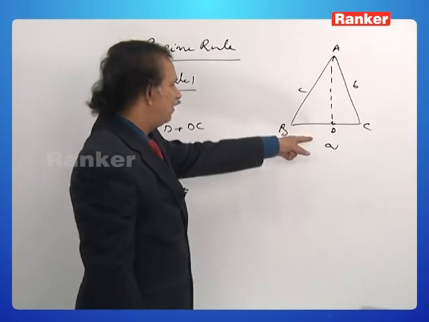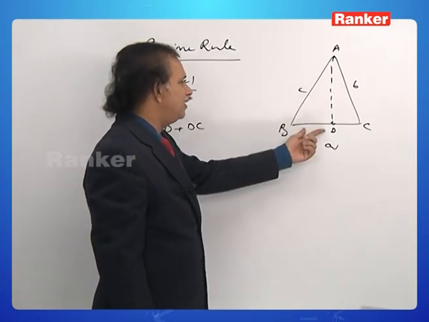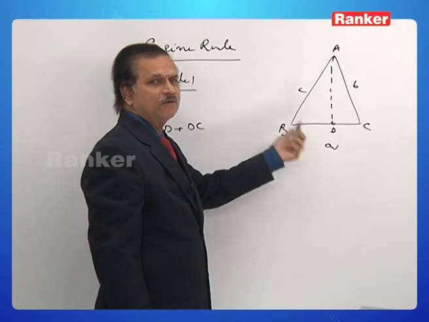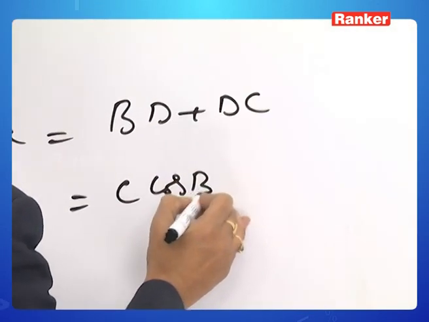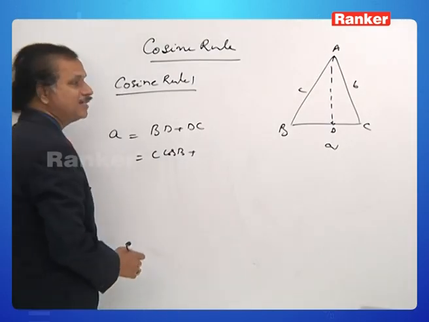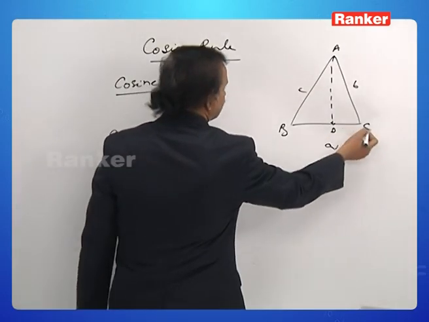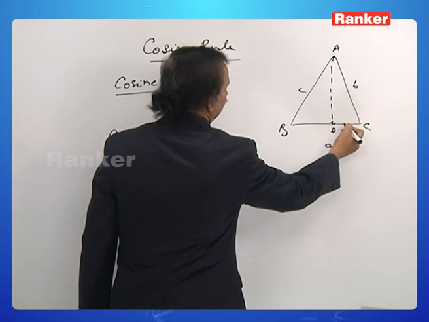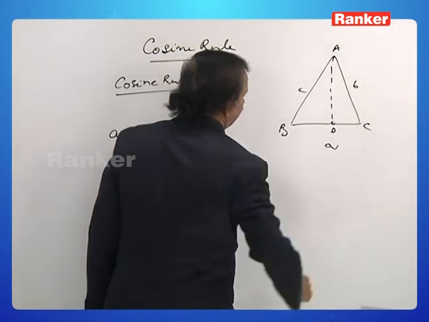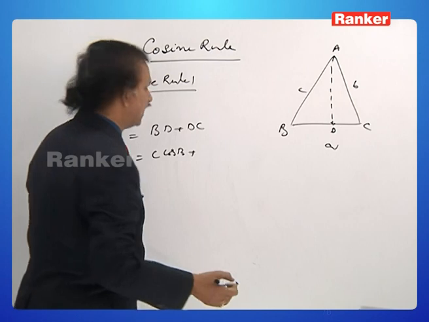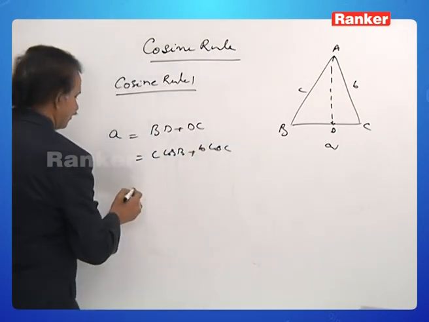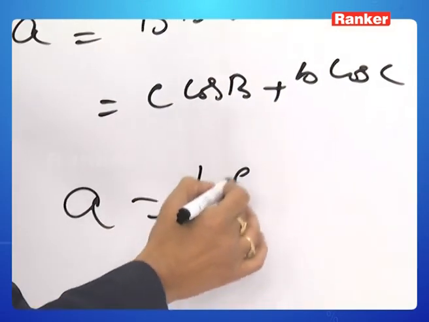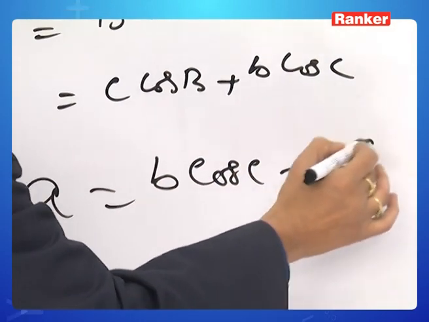From this triangle, what is cos B? Please tell me. BD by c. So BD is equal to c cos B, isn't it? What is DC here? What is cos C? Cos C is DC by b. Therefore, DC is equal to b cos C. Hence, we are able to have a is equal to b cos C plus c cos B.